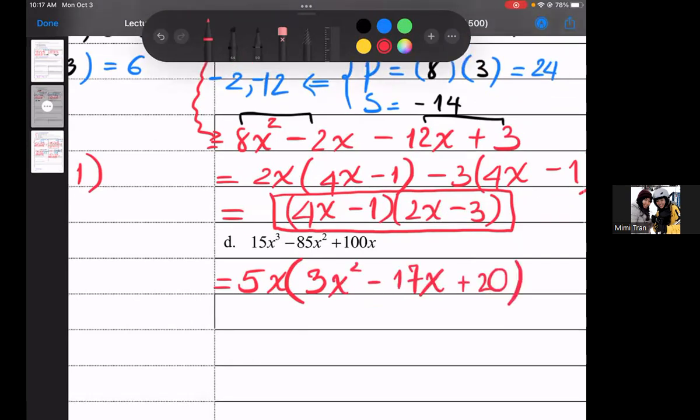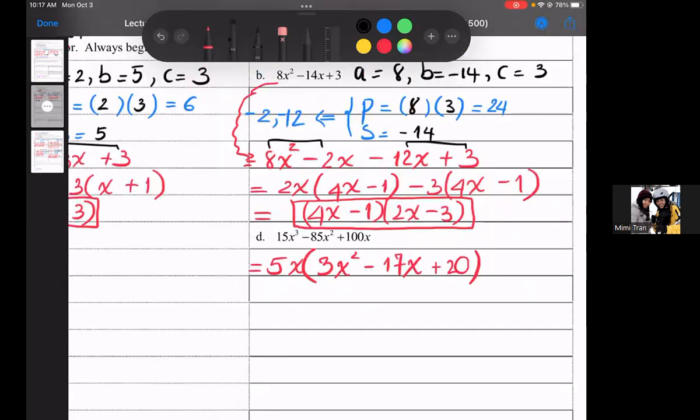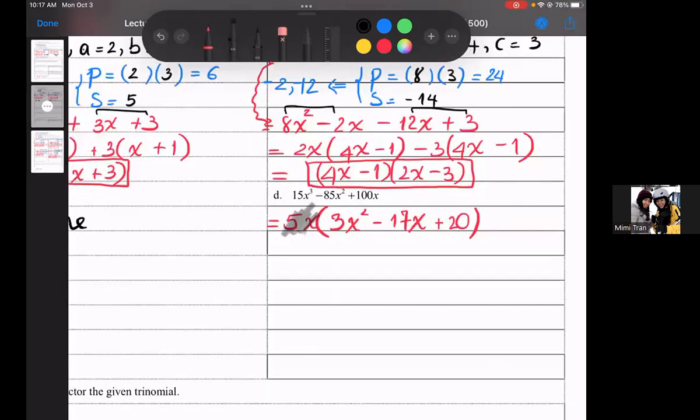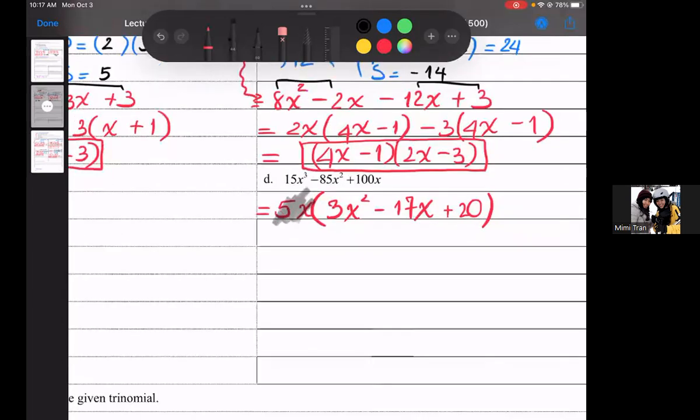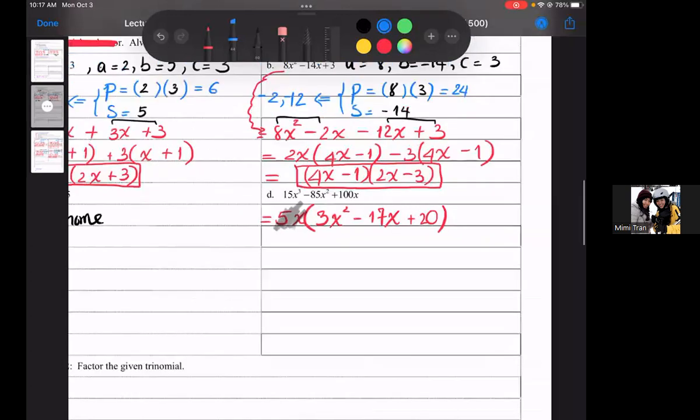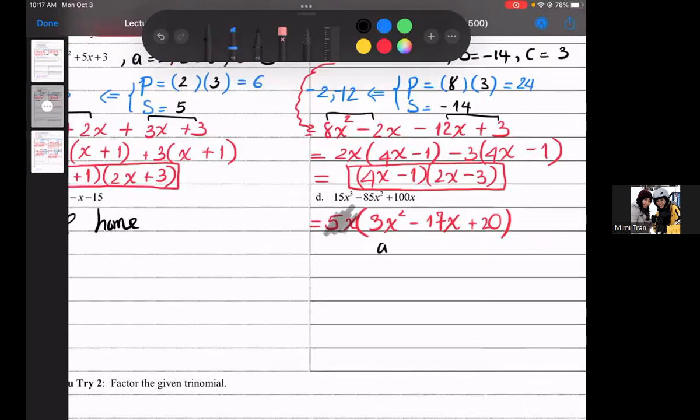All right, ignore the 5x. You worry about it at the end. I'm gonna put gray on it. All right, product. Oh, by the way, what's my A here? A is 3, right? Remember, it's the new A. B is negative 17 and C is 20. Product A times C. So 3 times 20, which is 60. And sum is negative 17.